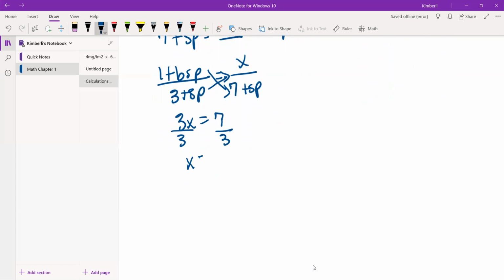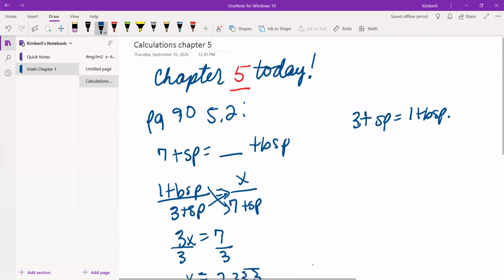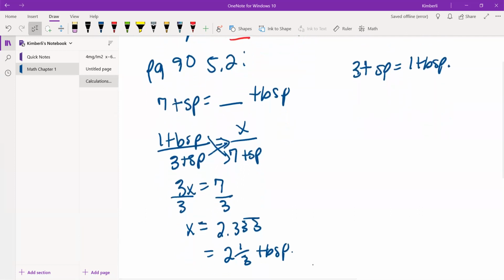X equals, and then in our calculator, we can do 7 divided by 3, and we get 2.333. Or if we're going to do it in a fractional method, which household really likes to use, fractions, so that's the same thing as 2 1/3 tablespoons. Okay, so now if you look on page 91, page 90 shows you ratio and proportion. Page 91 shows you dimensional analysis.